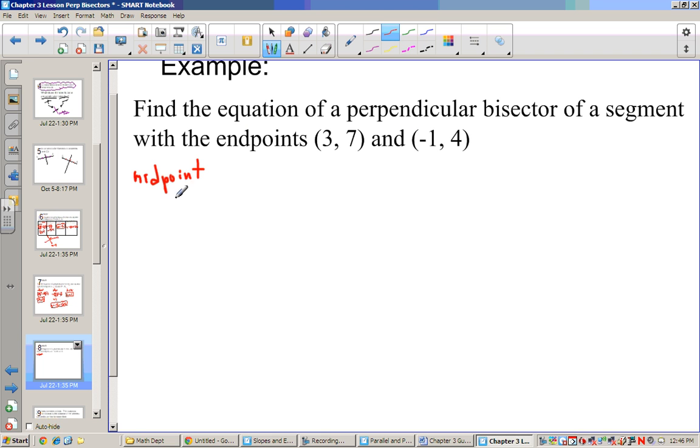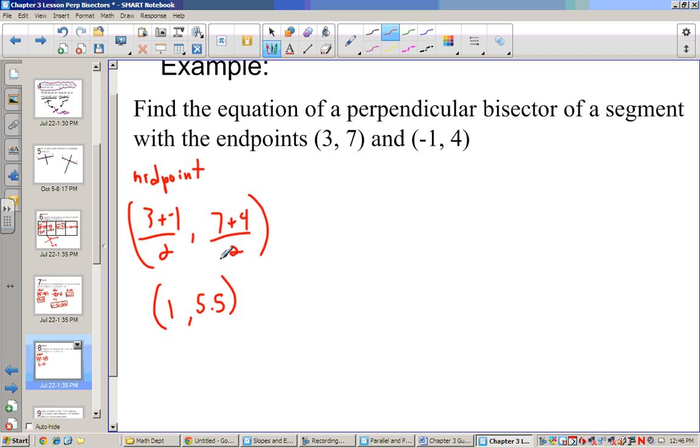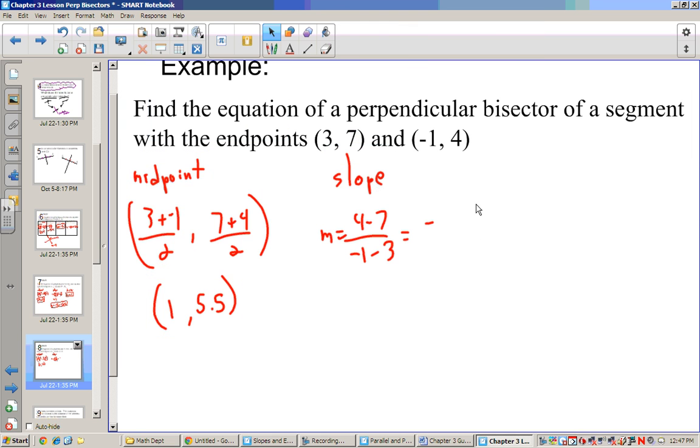So the midpoint is (3 plus negative 1) over 2, and (7 plus 4) over 2. So this would be 2 over 2, which is 1, and 11 over 2, which is 5.5. Now if we want to find the slope, that's going to be (4 minus 7) over (negative 1 minus 3). That's going to be negative 3 over negative 4. So our slope is just going to be 3/4.